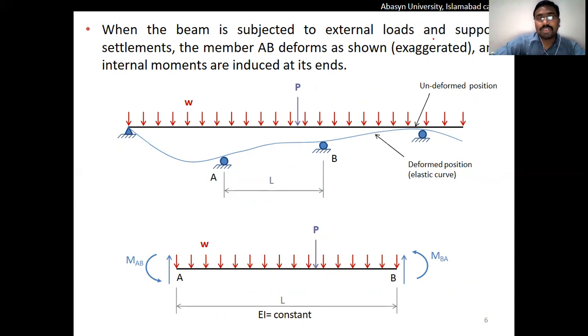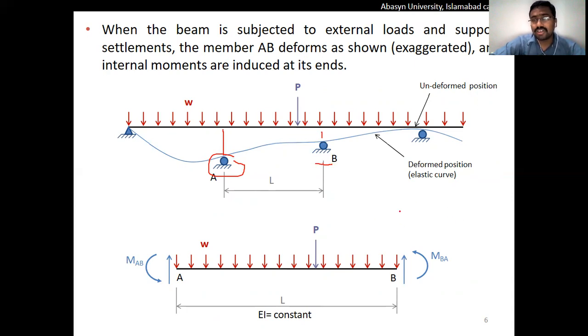Now, coming to the derivation part, let's consider that a beam is subjected to external loads and support settlement as well along the member A and B. No doubt, the bending deformation or settlement is not at this large scale in actual structures, but this is just for illustration. An exaggerated figure is shown, assuming that the member is deflected in such a way that supports A and B displace this much due to applied loading.